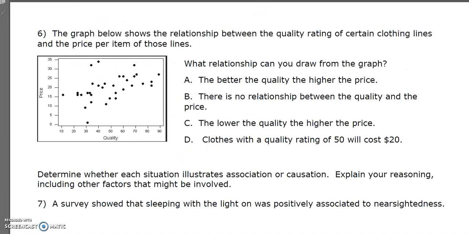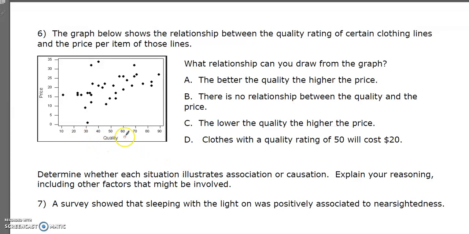Okay, another scatter plot. Number 6 says the graph below shows the relationship between the quality rating of certain clothing lines and their price per item for those lines. And this is what relationship can you draw from the graph. And A says the better the quality, the higher the price.